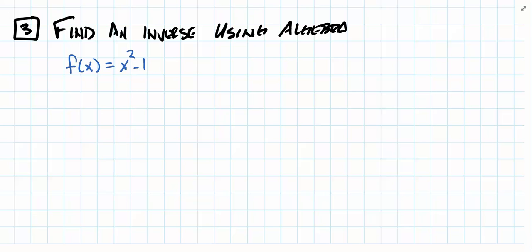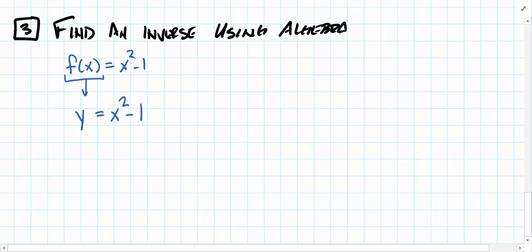The first thing that we want to do is, since we're going to be switching x's and y's, let's take f(x) and turn it into the thing we're looking for. So y = x² − 1. The first thing I did was I changed f(x) into a y. Fair enough? Okay. Then we are switching every single x for every single y. So therefore x is going to become y² − 1. You guys go with that part?